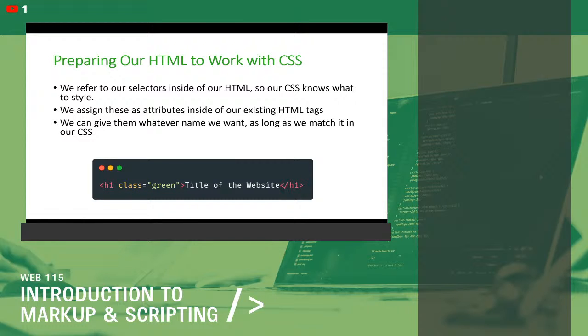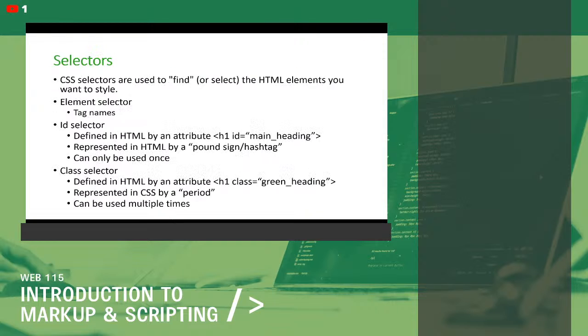So let's talk a little bit more about selectors. CSS selectors are used to find or select the HTML elements you want to style. And we have three different types of selectors, as we mentioned earlier. Element selectors, which are just our tag names. We've already seen examples of those. And ID selectors, which are going to be defined by your HTML attributes.